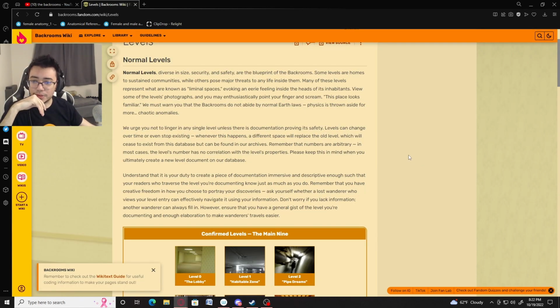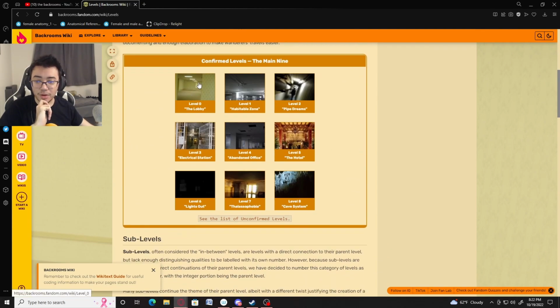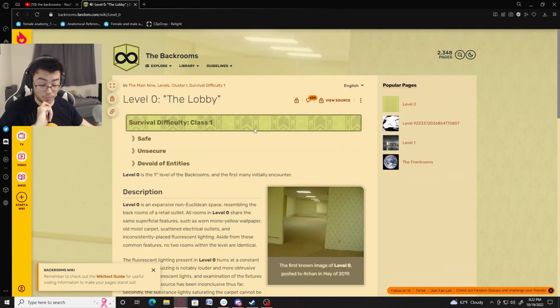So normal levels, diverse in size, security, and safety, are the blueprints of the Backrooms. So levels are homes to sustainable communities, while others pose major threats to any life inside them. Okay. We must warn you that the Backrooms do not abide by normal Earth laws. Physics is thrown aside for more chaotic anomalies. So, level zero, the lobby. Whoa.